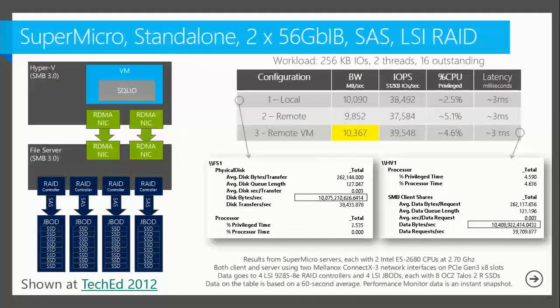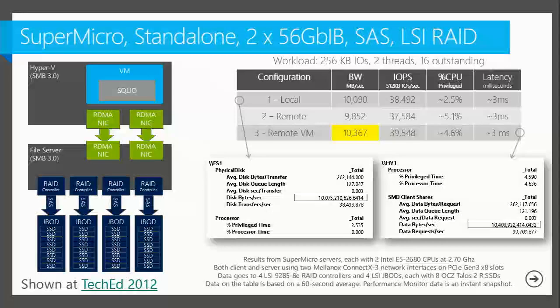Similar configuration with Supermicro gear, 4 RAID controllers. This was no spaces, just SSD straight up to RAID controller. 2 54 gig NICs, similar number. You know that 10 point something is the limit there, right? Because we showed we could go a little higher than 10. In this case, the bottleneck was the local storage, which could not go much faster than 10.